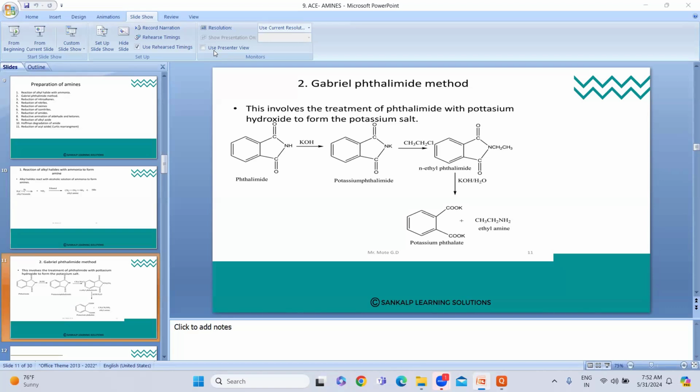Gabriel phthalimide synthesis is a method of preparation of amines where we can prepare primary amines, right? So what is our starting reactant? We are going to take the phthalimide. Then we treat it with alcoholic KOH, and we get potassium phthalimide, a potassium salt. Then we react this potassium salt with alkyl halide.